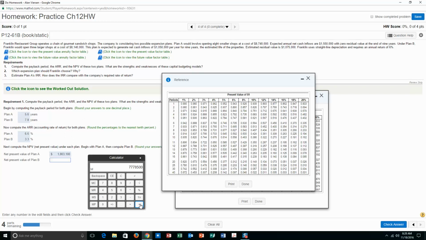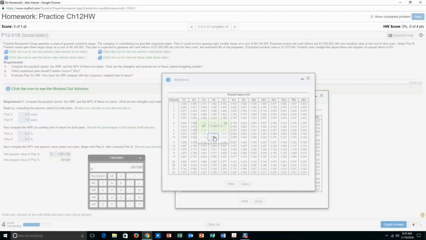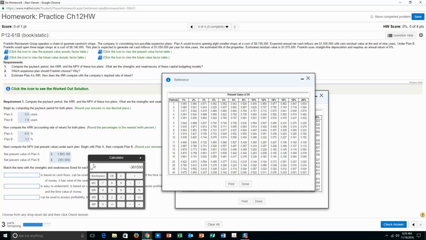Okay, so here's all of my cash flows. Now I still have to subtract out the cost of the investment. So that's 8,140,000. And notice I have a negative number. Okay, so what does that mean? That means that I did not reach my 6% rate of return. And so normally I would automatically reject whatever that particular plan has to offer.